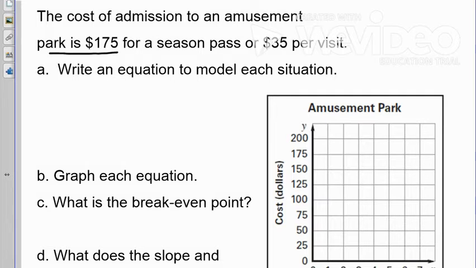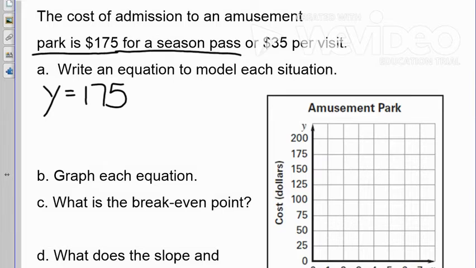Okay, so that first one we're going to start by saying is $175 for season pass. So that means no matter how many visits you go, it'll always be a total cost and you will never pay any more or any less than $175 for the season. Okay, so our first equation is going to be y equals 175. Okay, it means that we're never going to charge any more or any less for that pass because it's always going to just be the same.